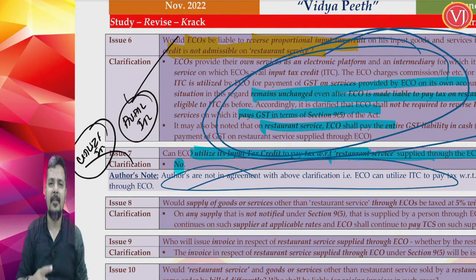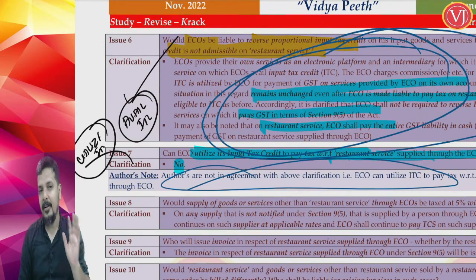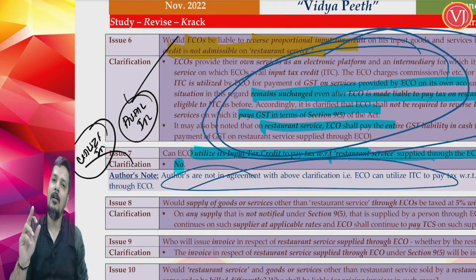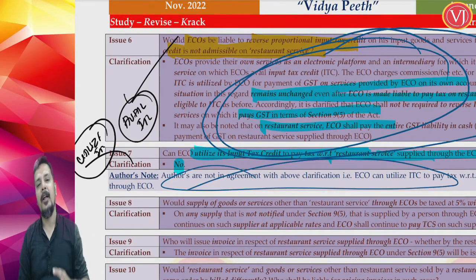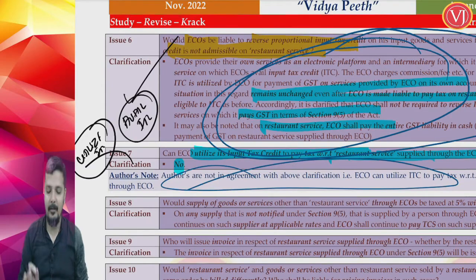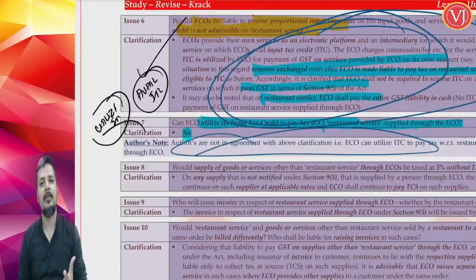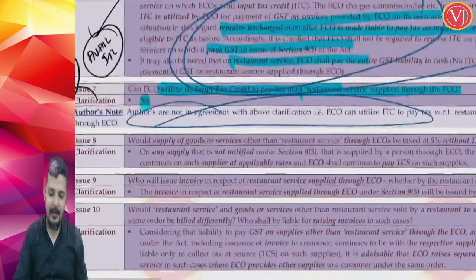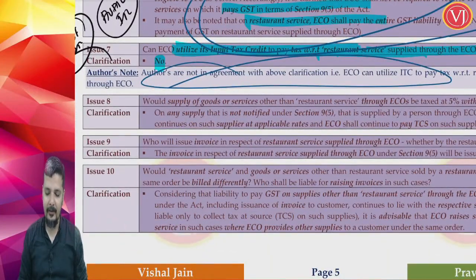It can use input tax credit for that output tax on 500 rupees, but the circular tells that it cannot use input tax credit for paying GST under section 9(5). It can use input tax credit for paying GST under FCM. So we are not in agreement with this, but nevertheless this is a circular. This is not per se law, it is only a circular clarification given by CBIC. So we have given our author's note as well.